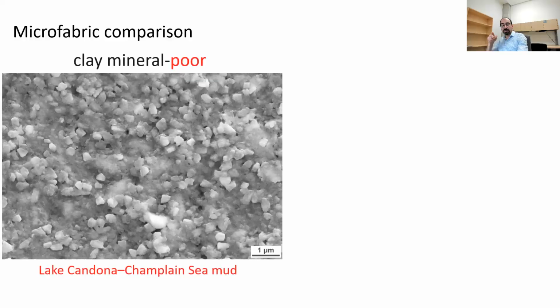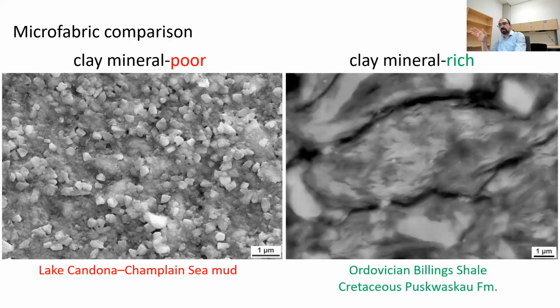What about the microfabric? Here we have the Lake Candona Champlain Sea mud, which is clay mineral poor. When you compare that with a clay mineral rich sediment, it is a completely different fabric. Clay mineral rich sediments, which make up the majority of fine-grained successions, contain an abundance of clay minerals. Why? Because clay minerals are sourced from weathering. What makes the Lake Candona Champlain Sea mud succession so interesting is that the amount of clay minerals is not negligible, but it's low.